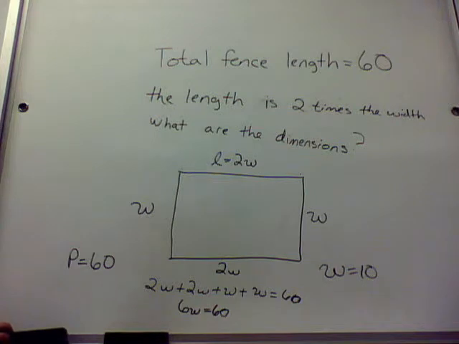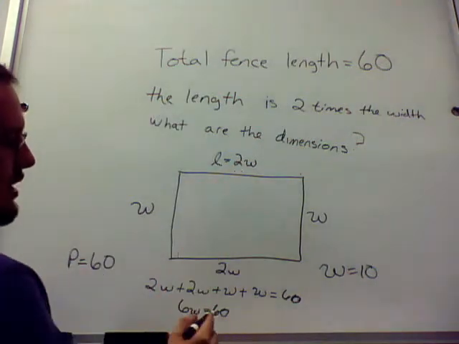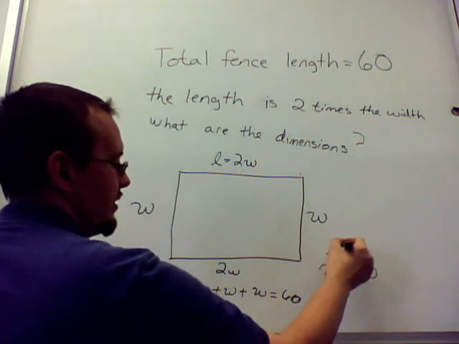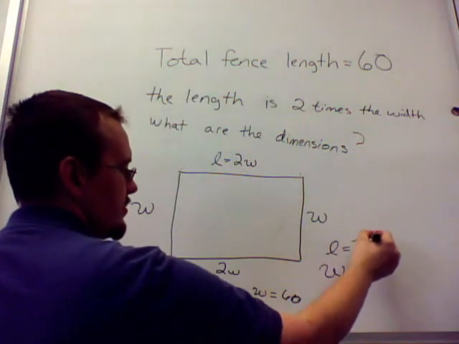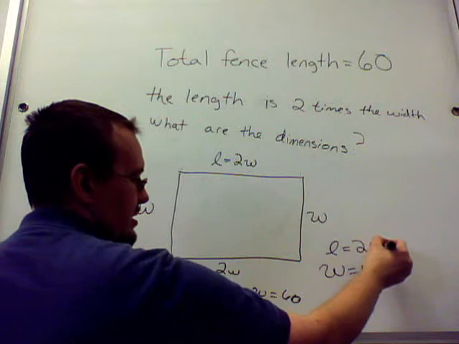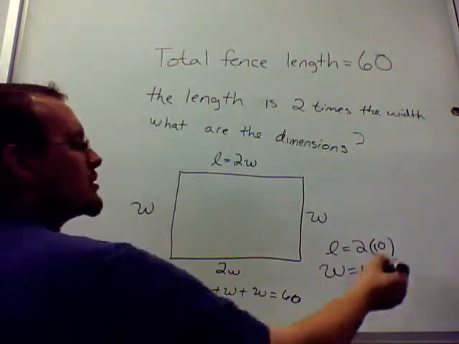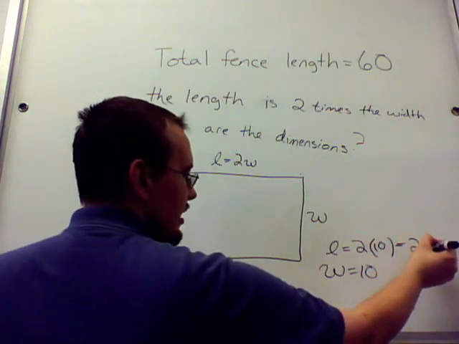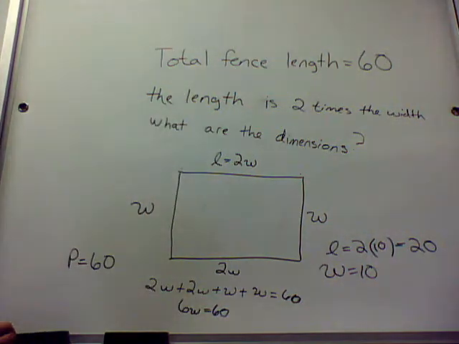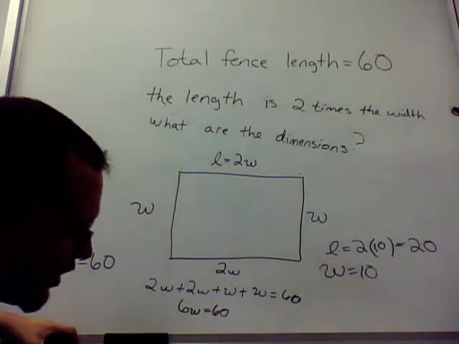Okay, well, the question was, what are the dimensions? Well, we just got the width. Now we just need to find the length. Well, we know the length is 2 times w. So length equals 2 times w, which we found out was 10. So the length equals 20. So that's all we need to find. 2 dimensions, length and width. Length is 20, width is 10. All right? That one was horrible.